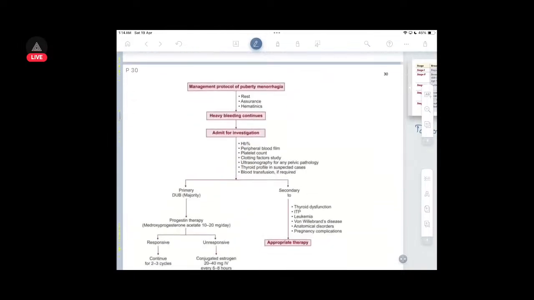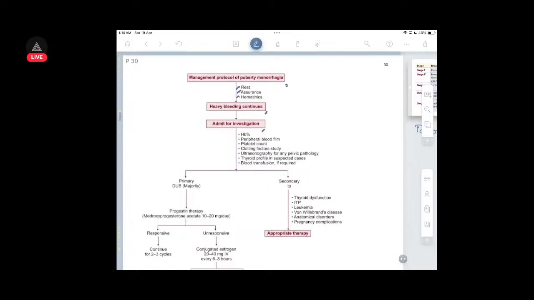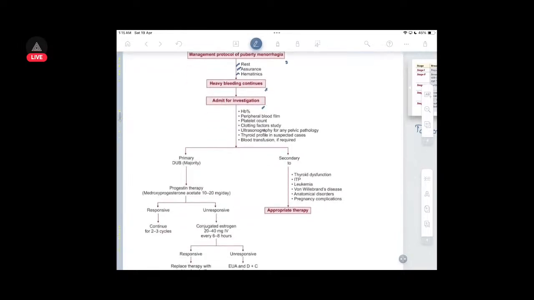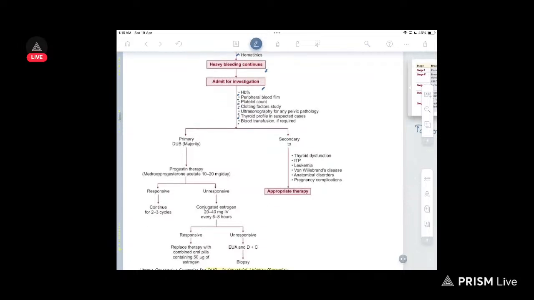Okay, so the management protocol of puberty menorrhagia is reassurance and hematinics. If heavy bleeding continues, you have to admit for investigation. Then you check hemoglobin percentage, peripheral blood count, platelet count, clotting factor study, ultrasonography, thyroid profile and blood transfusion if required. All of them have to be done.